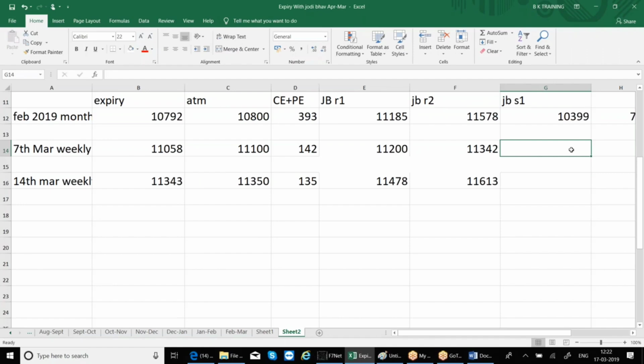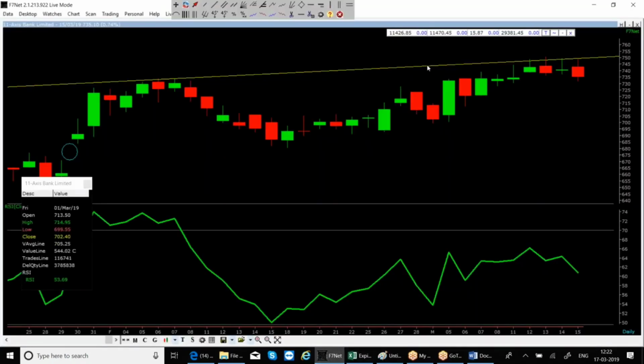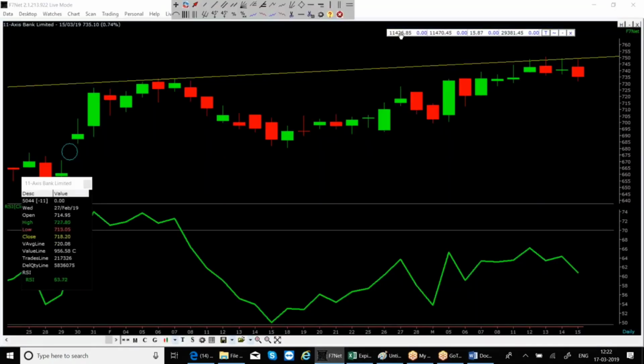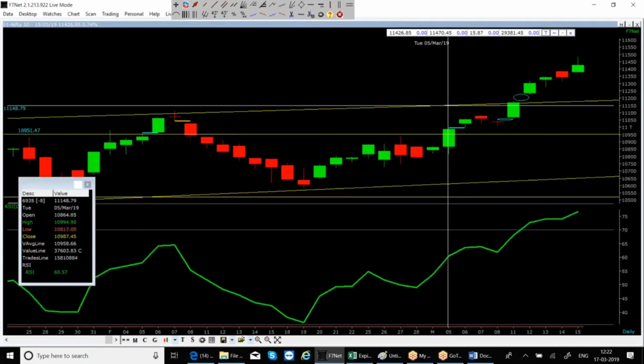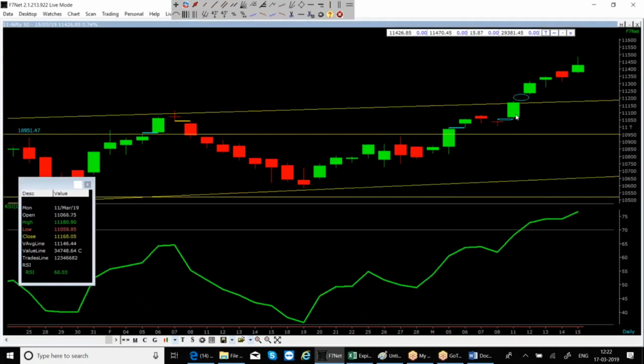When we trade now, the next question coming is, what should be the stop loss? See, I will take you to the charts and you only tell me what should be the stop loss. I'll take you to Nifty. This is where it is first.